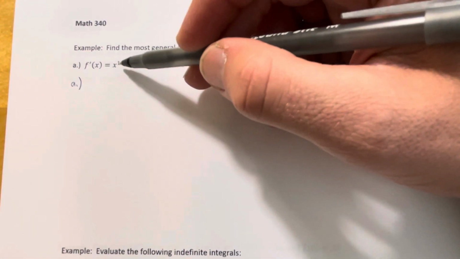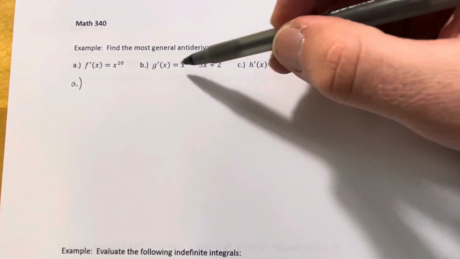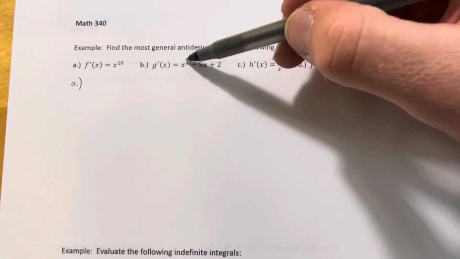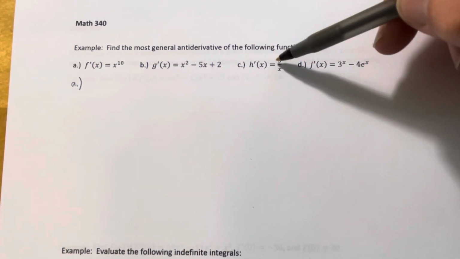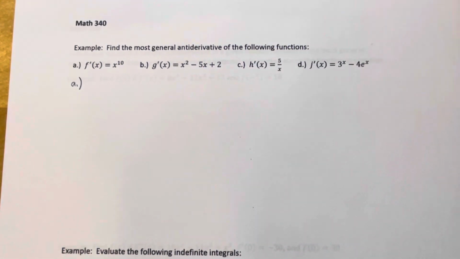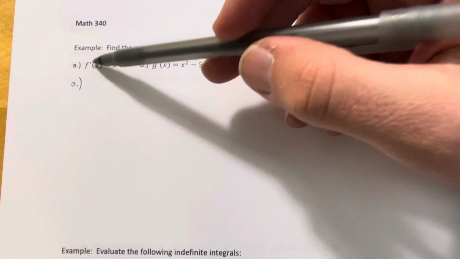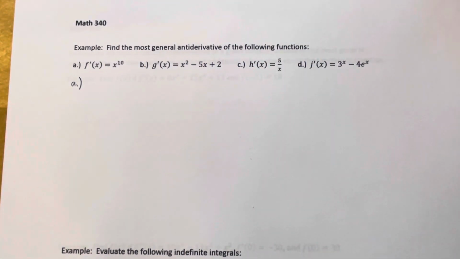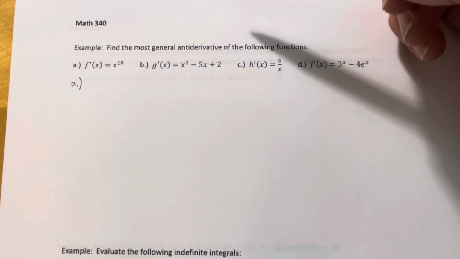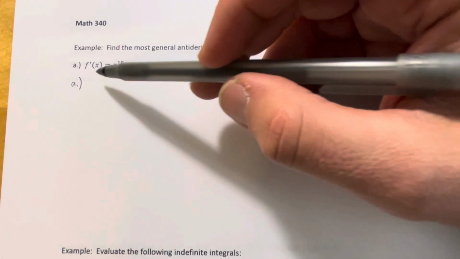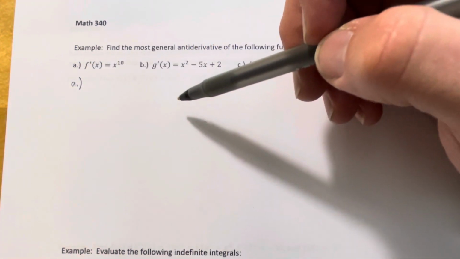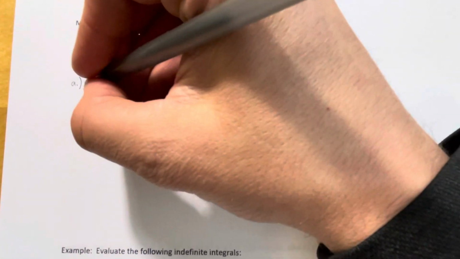We want to find the most general antiderivative of the following functions. F prime of x is equal to x to the 10th power. G prime of x is equal to x squared minus 5x plus 2. H prime of x is equal to 5 over x, and so on and so forth. Why are these including these prime symbols? Well, they didn't need to, but it's a reminder that antiderivatives are functions whose derivative is this thing. So if I'm given f prime of x, then its antiderivative is just f.